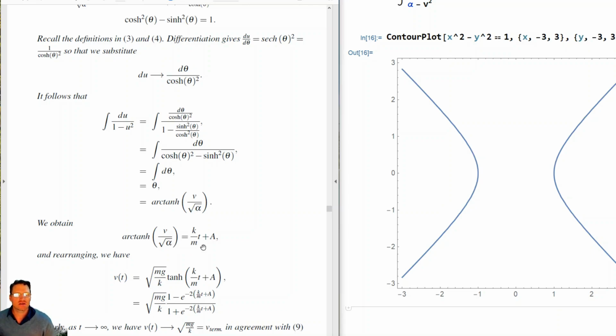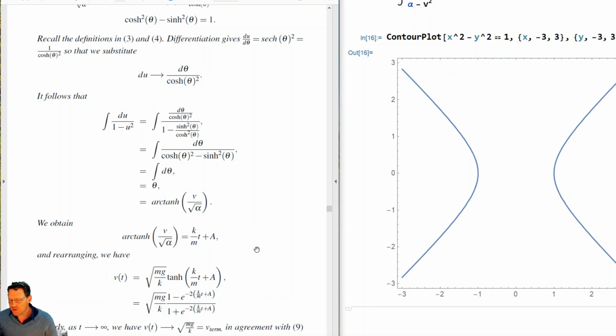Okay, so that gives us the solution to our integral, which was the difficulty in this part of the problem. But we obtain arctangent of v over root alpha is equal to k over m t plus our constant of integration. Remember, this was the easiest side of that integral. So next, now that we've got this relationship, we want to take the inverse function of arctangent, which is just tanh. And so that would give us v over root alpha is equal to tanh of k over m t plus a.